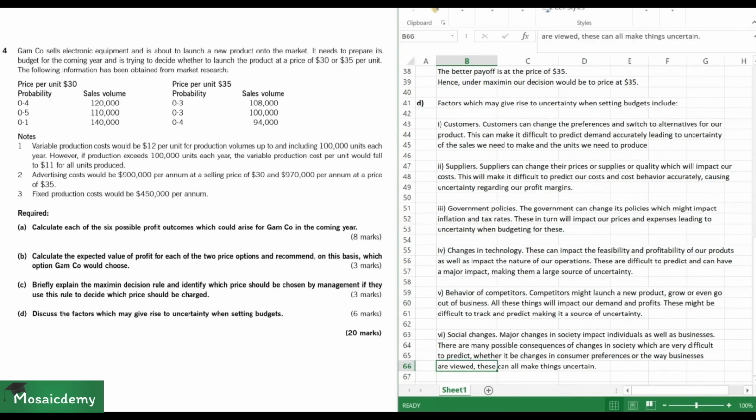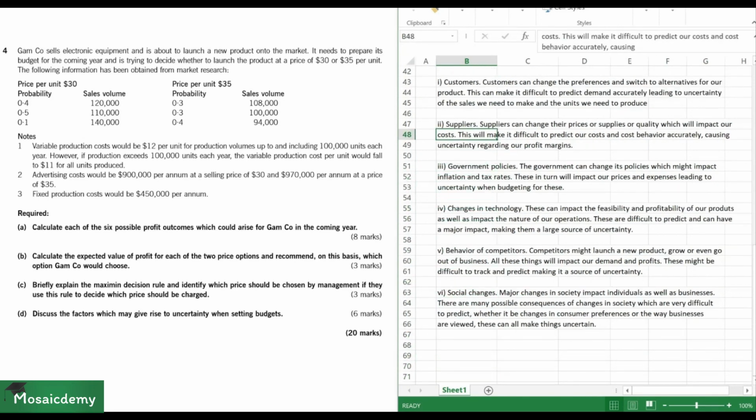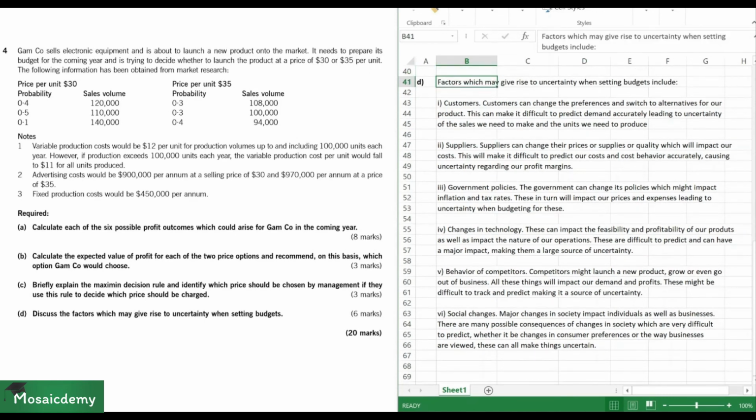So we have our 6 points here. We talked about customers, suppliers, government policy, changes in technology, behavior of competitors, and social changes. Now you could see that, for example, in customers we talked about preferences as well, and in social changes we talked about preferences as well. So if we didn't add the point of the way businesses are viewed, we should have added some more points there, just to distinguish the points from each other. And this is a tricky thing because when you're writing long analysis, it's very easy to start repeating points. So if the point was too similar, we should have changed it, provided we had time to go through things.